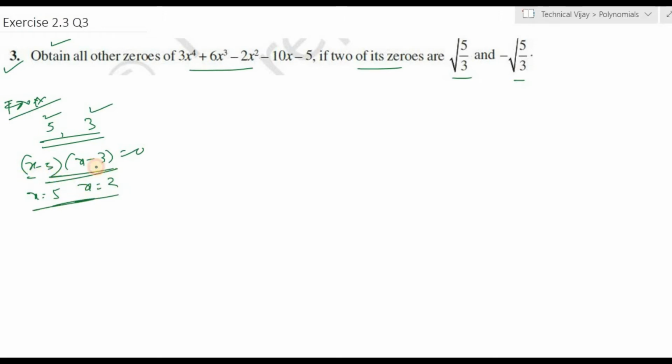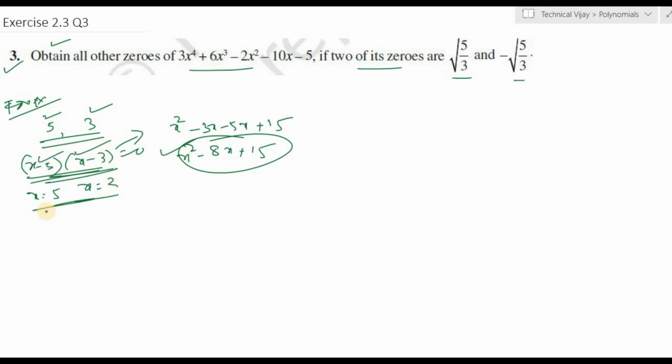So x minus 5 into x minus 3 is the polynomial. How will we calculate it? x into x is x square, minus 3x, minus 5x, plus 15. So x square minus 8x plus 15. This is the polynomial. For this polynomial we have this factorization, so that we have got these two zeros. In this way we have solved. Now we have to go in the reverse order. Now he has given zeros, we have to calculate the polynomial.